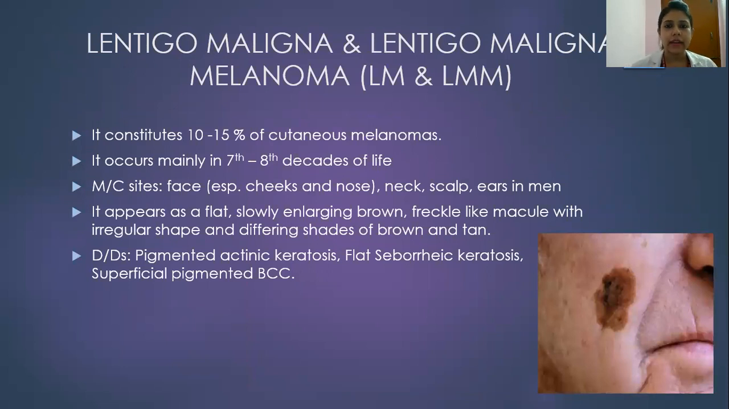Next is lentigo maligna and lentigo maligna melanoma, LM and LMM. It constitutes 10-15% of cutaneous melanomas. It occurs mainly in the 7th to 8th decades of life. Most common sites are face, neck, scalp, and ears. It appears as a flat, slowly enlarging, brown, freckle-like macule with irregular shape and differing shades of brown and tan. DDs are pigmented actinic keratosis, flat seborrheic keratosis, superficial pigmented BCC.